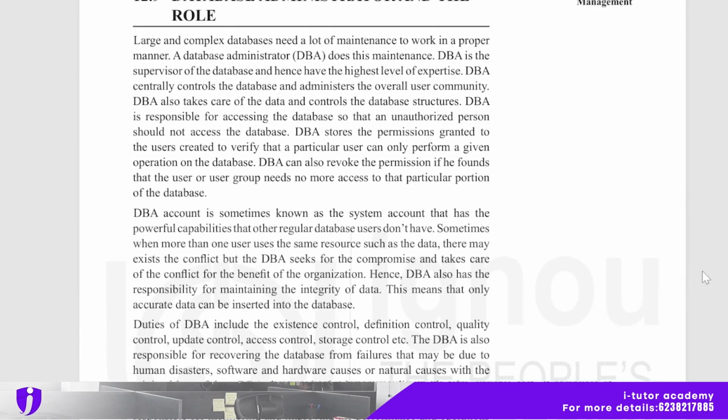The next one is the database administrator and the role. What is the role of the administrator? Large and complex databases need a lot of maintenance to work in a proper manner. So the database administrator, that is the DBA, does this maintenance, and the DBA is the supervisor of the database and hence has the highest level of expertise. The DBA centrally controls the database and administers the overall user community. The DBA also takes care of the data and controls the database structure.